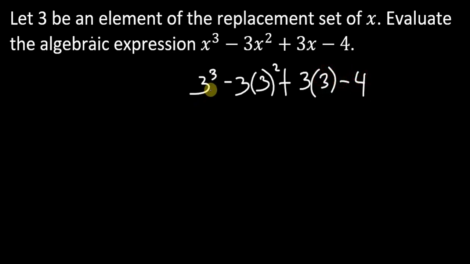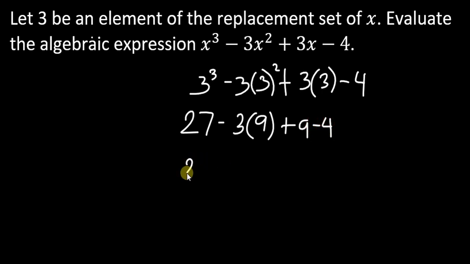So, what is 3 cubed? That is 3 times 3 times 3. 3 times 3, that is 9, and 9 times 3, that is 27. So, 3 cubed is equal to 27. Minus 3 squared, that is 9. That is 3 times 3 is 9. Plus 3 times 3, that is 9. Minus 4.